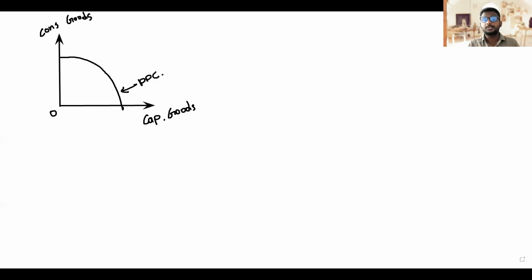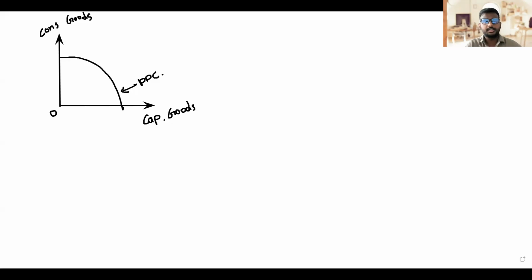They don't produce anything. Capital goods are like machineries, right? Buildings, cars, roads, yes, they are used for production, to produce something. So that's the difference between consumer goods and capital goods. Consumer goods are used for consumption purposes, whereas capital goods are used for production.